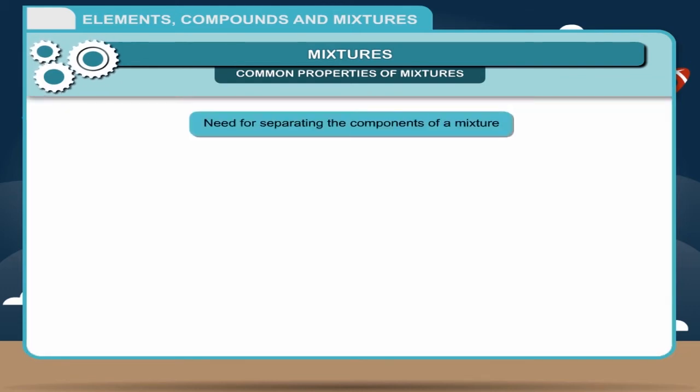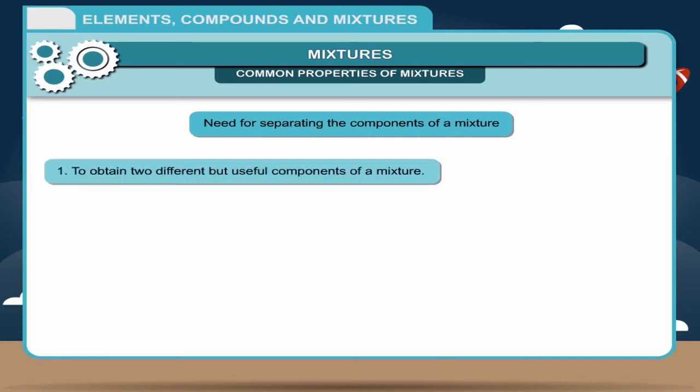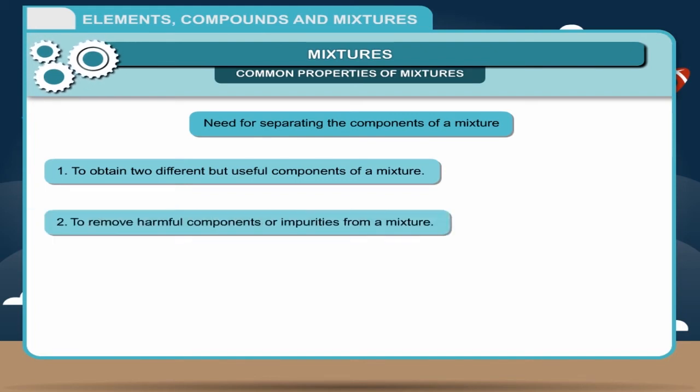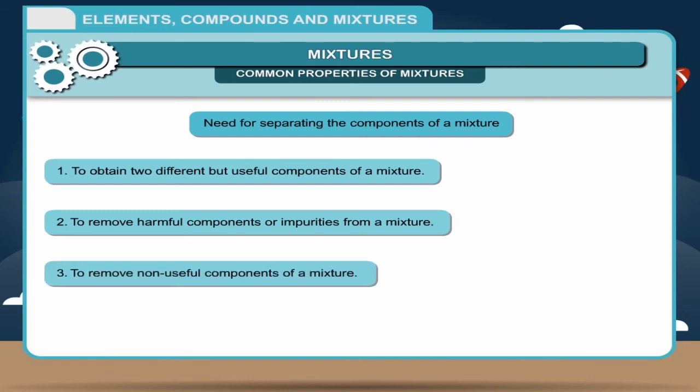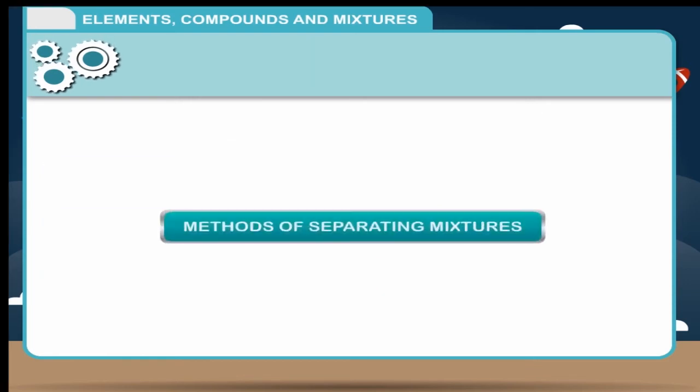Need for separating the components of a mixture. 1. To obtain two different but useful components of a mixture. 2. To remove harmful components or impurities from a mixture. 3. To remove non-useful components of a mixture.